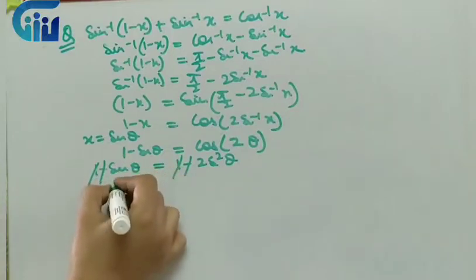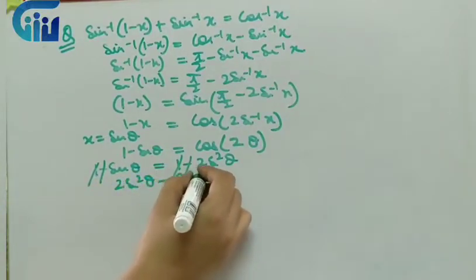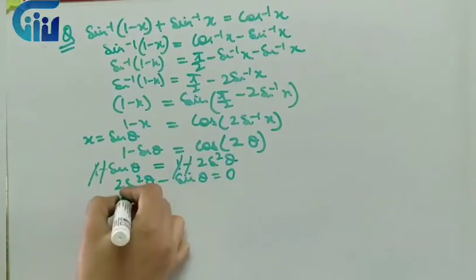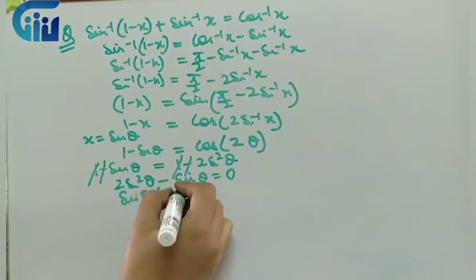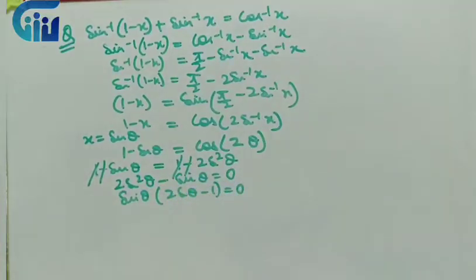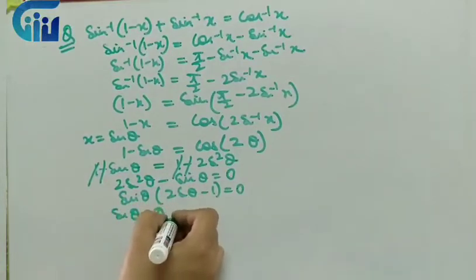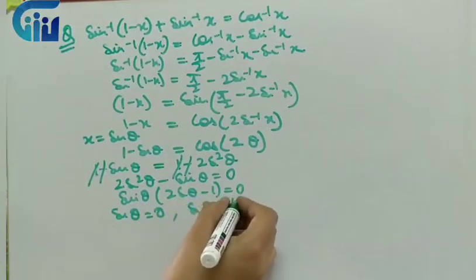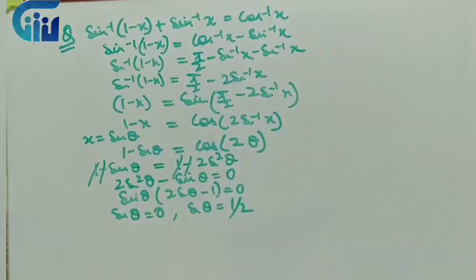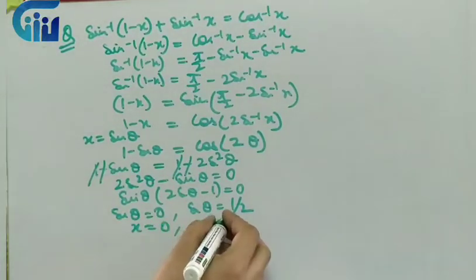So this can be written as 2 sine square theta minus sine theta is equal to 0. So I will take sine theta common. So this will be sine theta into 2 sine theta minus 1 is equal to 0. So then sine theta will be equal to 0, or sine theta will be equal to half. We don't have to solve for theta. We only have to solve for x. So x is equal to 0, or x is equal to half.